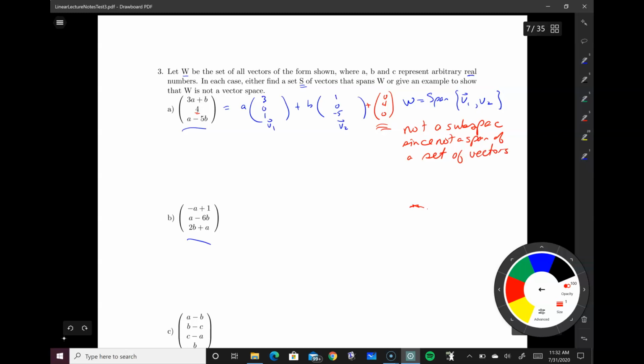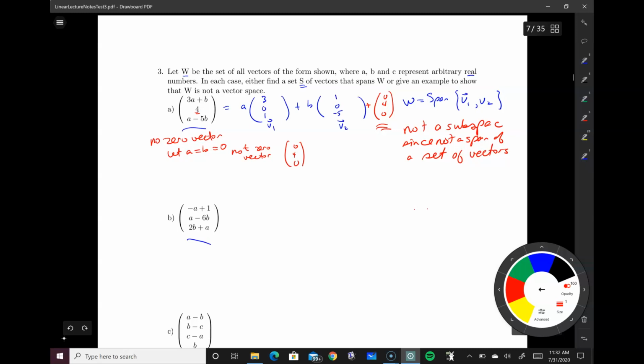So there's more than one way to show it's not a subspace. Right here, I could say there's no 0 vector, because I could let A and B equal 0, but that's not the 0 vector. That leaves me with 0, 4, 0. So it's not a subspace in many different ways.